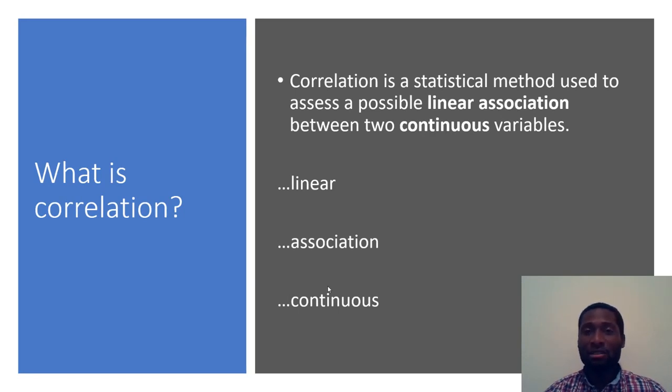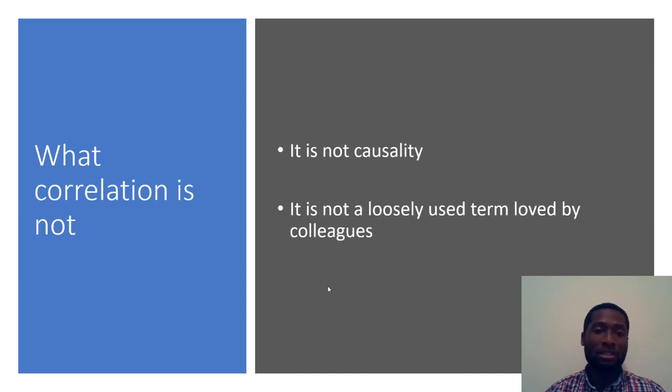And what is it not, if it is only an association? What correlation is not, is causality. Correlation does not explain or determine causality, because it's a mistake we may be tempted to make, but it is only a measure of association and not a measure of determining causality. It's not a loosely employed term amongst colleagues, like 'oh, there's no correlation between this or that.' In this case, we are speaking specifically of statistical correlation. So that's what correlation is not all about.